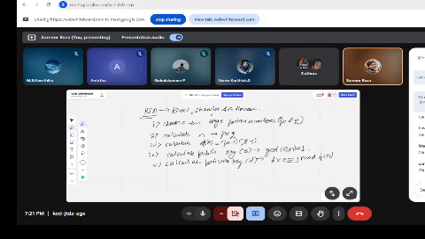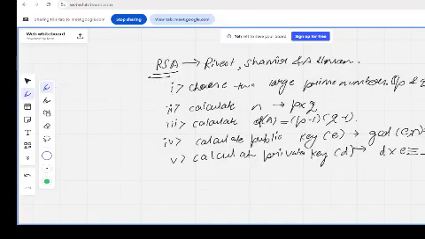Students? Now, in the public key there is one mistake. This is phi n, not n. This is phi n. I am writing here e comma phi n. Now we will try to solve the numerical based on this algorithm.